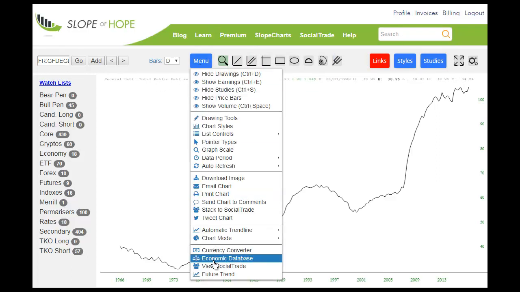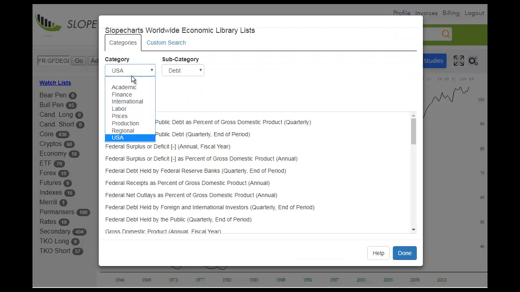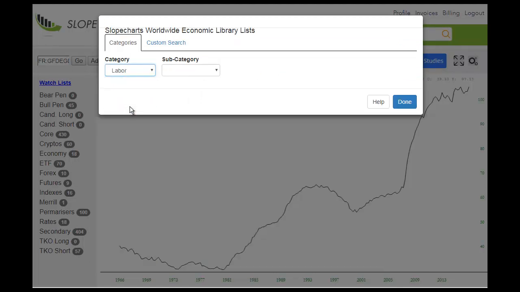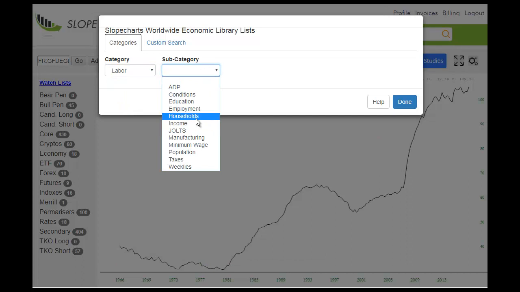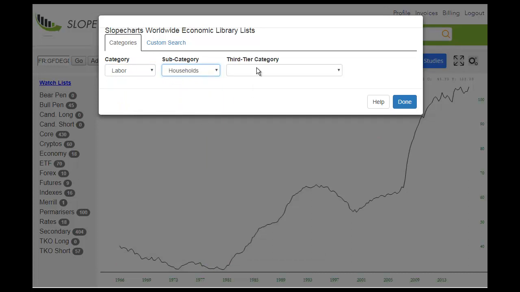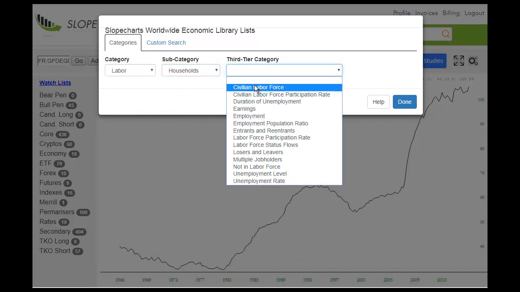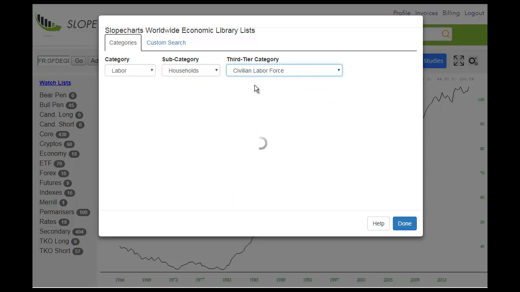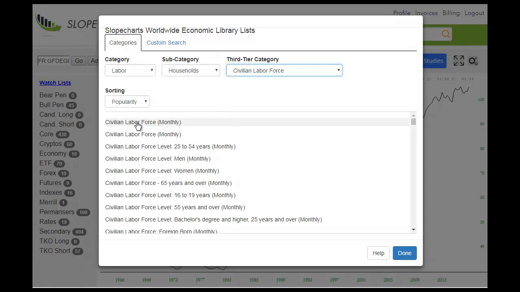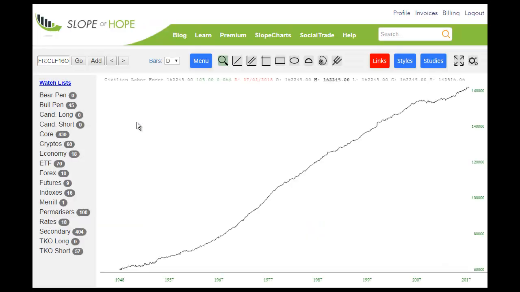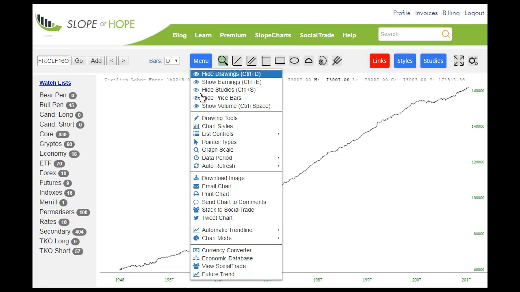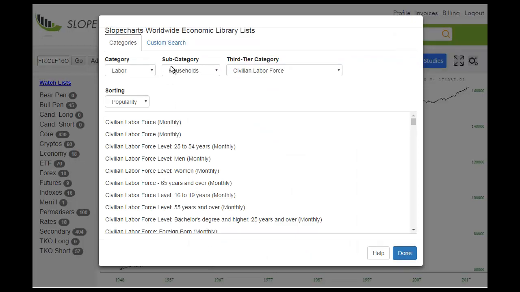Let's look at a couple of other examples. We could go, for instance, to labor, and we would choose households, and now it shows us a third category, civilian labor force, and then it illustrates the categories beneath that. We'll choose the top one, and there is the labor force of the United States. So there are literally thousands of different items to choose from, some of them even going back hundreds of years.